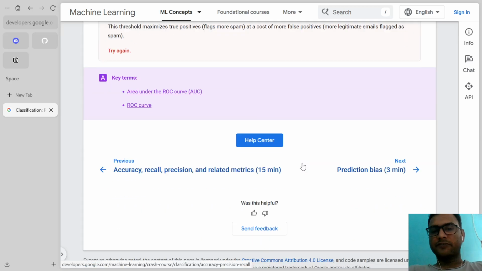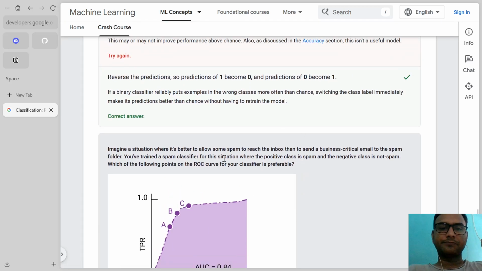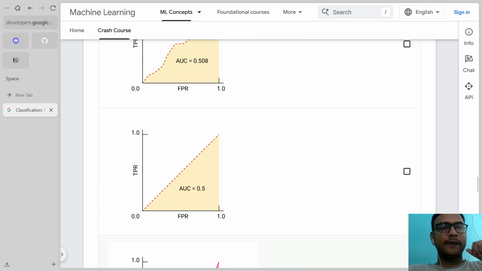Okay, in the next video we will read about prediction bias, and I will read more about this curve. Maybe I can attempt some different questions, or continue reading and learning about machine learning. Thank you.